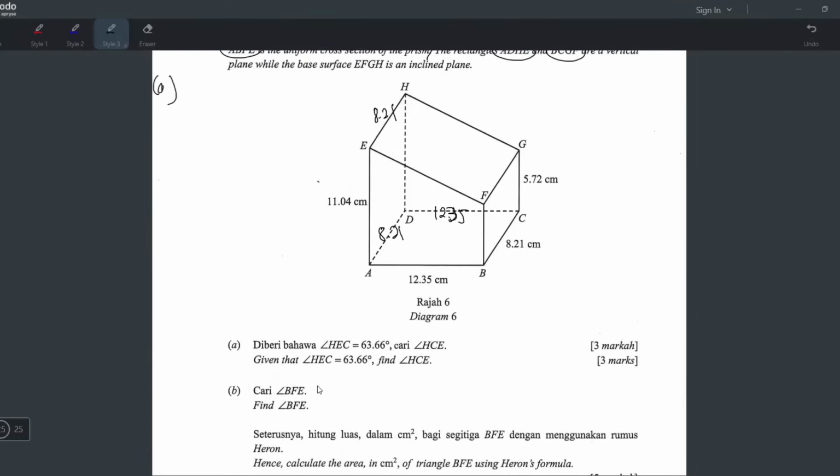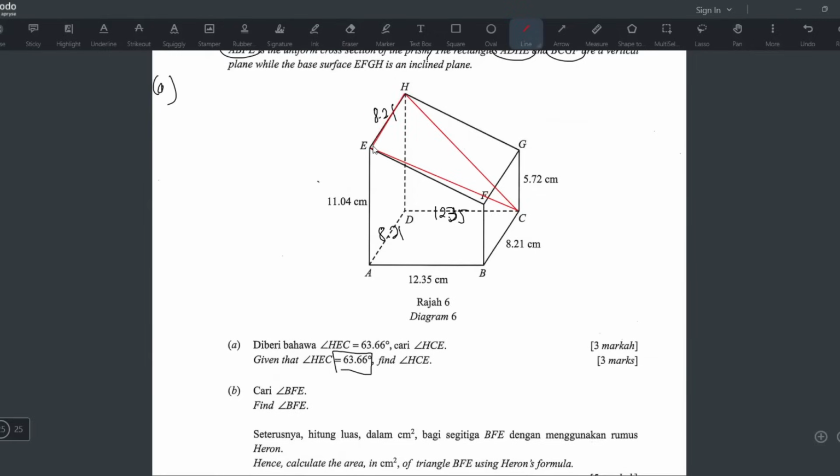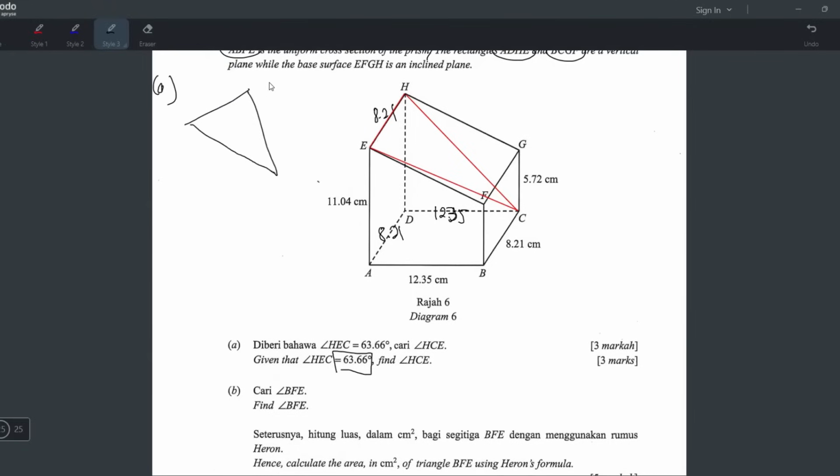So A says given that angle HEC is 63.66, find angle HCE. Okay, let's label this first. HEC, where? HEC. Oh, I have to add the line myself because the C is right over here. And then it will form a triangle. Let's label this 63.66 here. I will just draw a new one, I don't want to mess up the diagram. So this one is HEC and they say it is 63.66. And then they ask us to find angle HCE, this angle right here. So I'm going to call it theta for now.